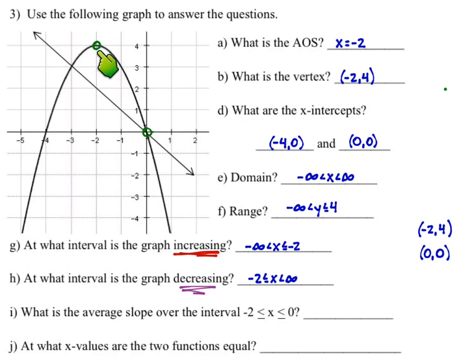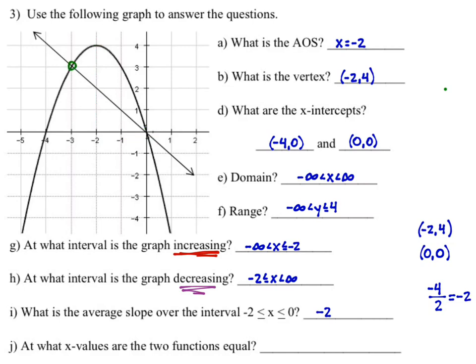Remember, it's rise over run, so in this case it's down 1, 2, 3, 4, so down 4, and then to the right 2, so we'd say -4 over 2, and that simplifies to -2. So our average slope is -2.